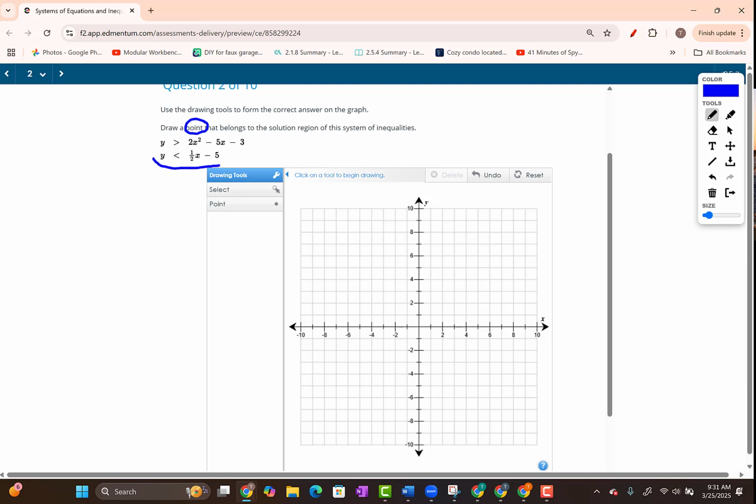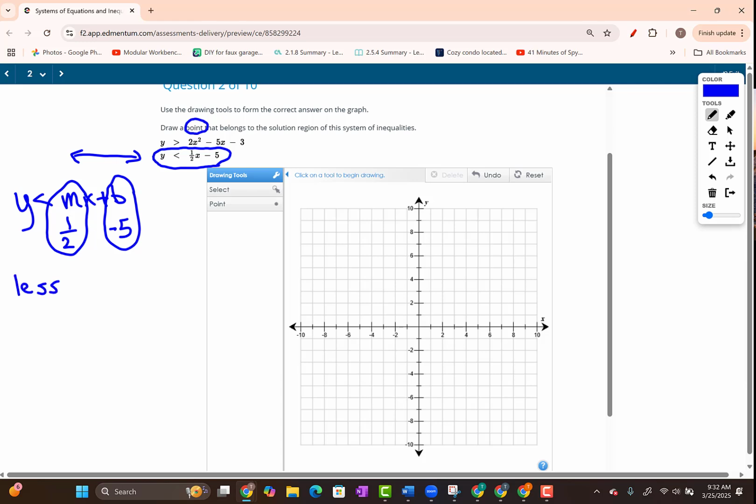I'm going to start with the easier of the two. This one's easier because it is a line that is in slope-intercept form. And the slope is 1 over 2. And our y-intercept, our b, in this problem is -5. Couple things to note. We have a y is less than symbol right here. So this tells me the line is going to be a dashed line and the points are open points.